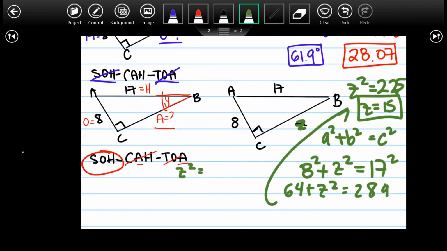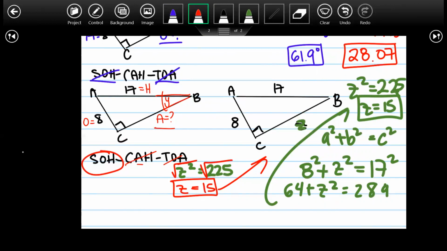Z squared is equal to 225 right here, right? Is that where you're getting mixed up? We take the square root to both sides now. Z is equal to 15. Square root of 225 is 15. So you'll be able to do it. You've got to be able to take the square root. Questions?